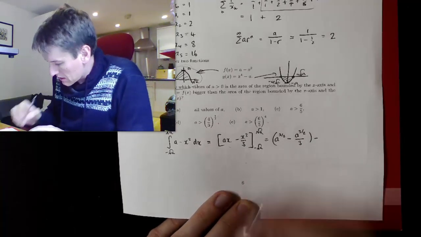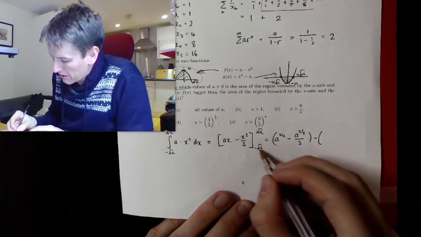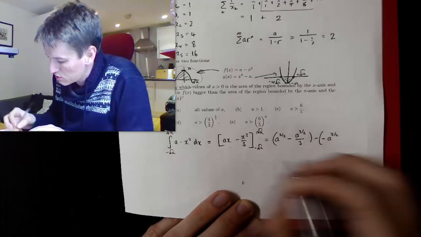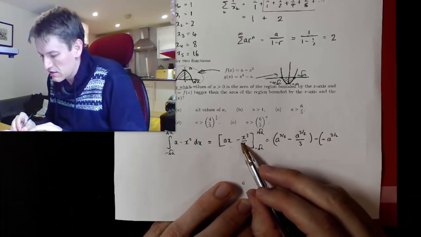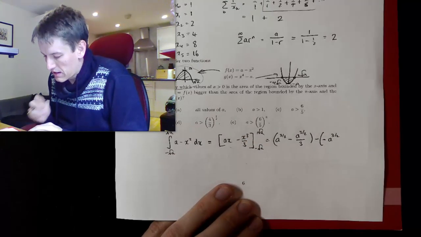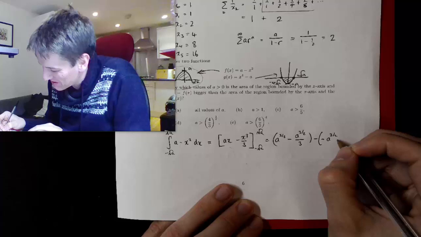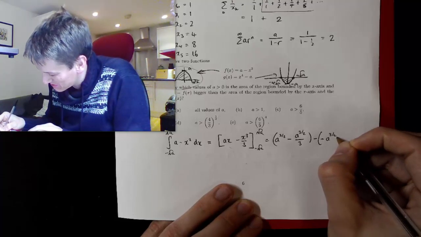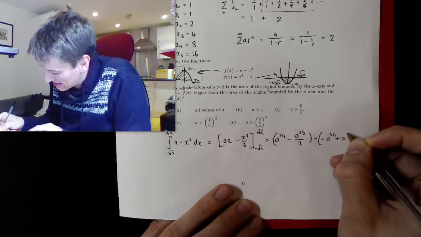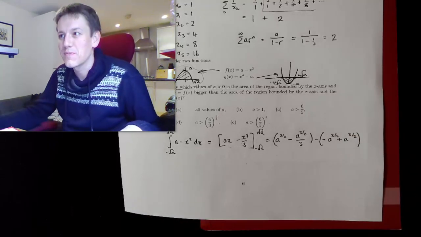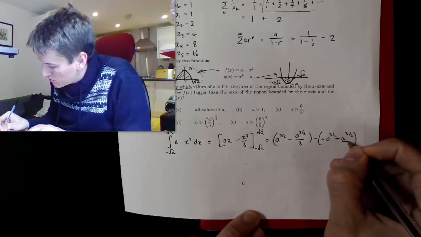And then I subtract what I get when I put in minus root a. So in this one I get, again, minus a to the 3 over 2, and I've got minus a to the 3 over 2 over 3. Be careful here, so what do I get? Plus a to the 3 over 2, and that's divided by 3, of course.